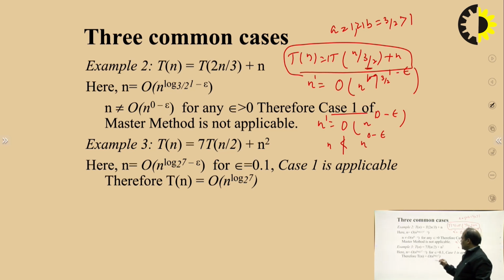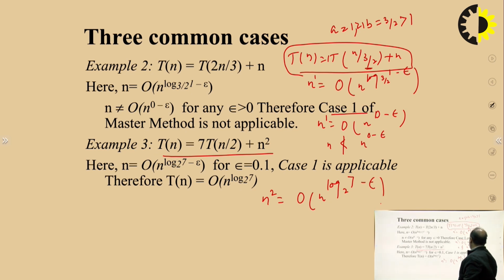So let's have another example. Is master method case 1 applicable over here or not? See, f(n) is n squared in this recurrence, and big O of n to the power log a, where a is 7 and b is 2, minus epsilon. Log 7 base 2 is definitely more than 2 because log 8 base 2 is 3. So this value is close to 3 something.